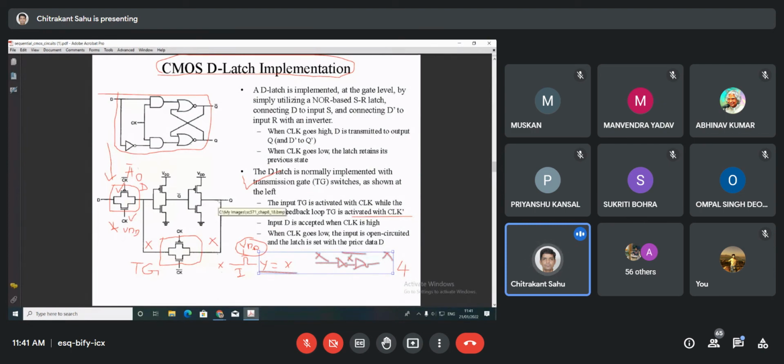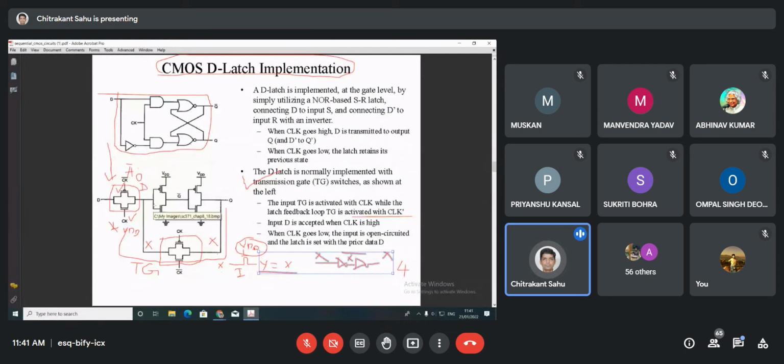Okay, and then the Q bar is again inverted, it will give Q. Okay, and then Q is like feedback. As you know, for any latch kind of implementation we require a feedback. Earlier in the SR latch and JK latch, in all those things we were also using the feedback.